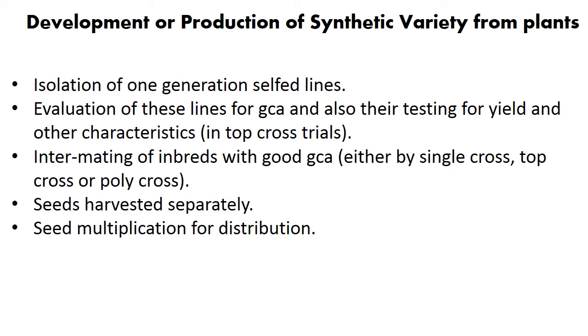Production of synthetic variety from plants. First, isolation of one generation self-fed lines, evaluation of those lines for GCA, also their testing for yield and other characters with top crossing, then intermating the inbreds with good GCA either by single cross or top cross or polycross, then seeds harvested separately, finally seed multiplication and distribution.